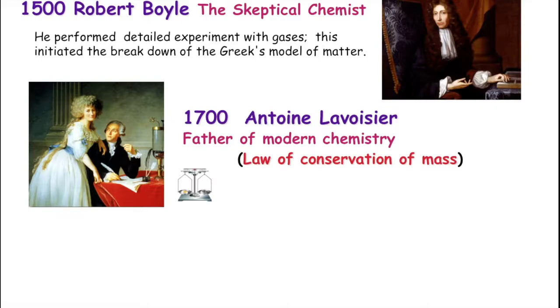A guy by the name of Antoine Lavoisier, who lived in the French Revolution era, actually is our father of modern chemistry.